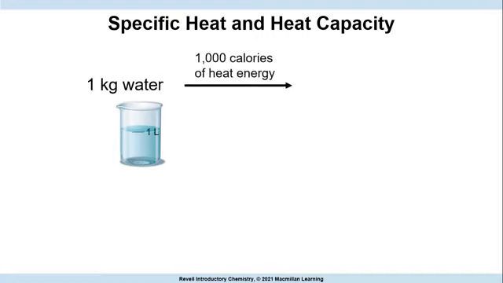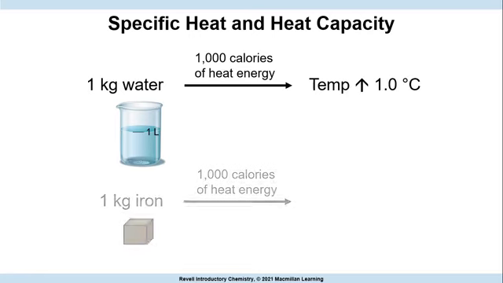So the specific heat can be defined as the amount of heat that is required to change 1 gram of a substance by 1 degree Celsius or 1 degree Kelvin. Now, let's look at this situation here. If we have 1 kilogram of water and we apply 100 calories of heat to 1 kilogram of water, the temperature is going to increase by 1 degree Celsius.